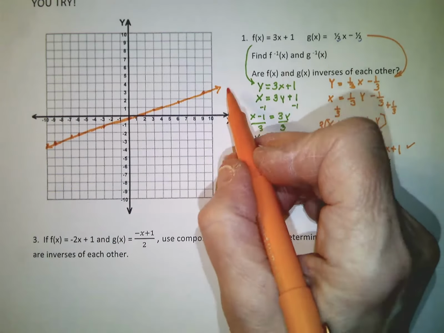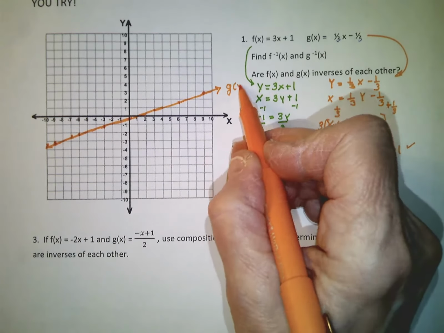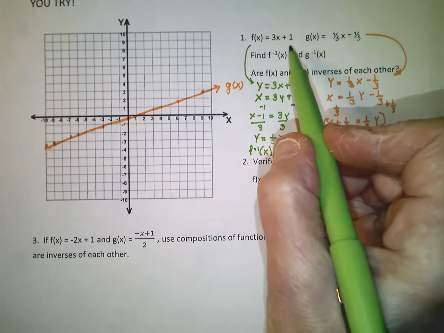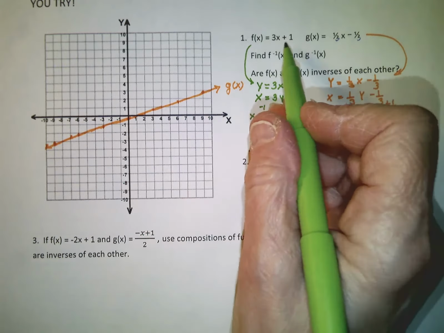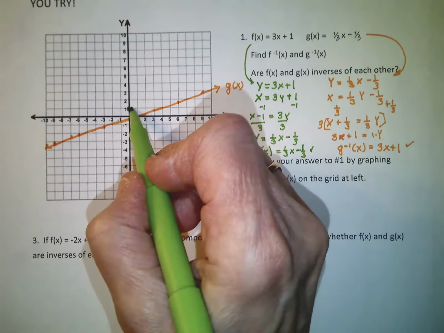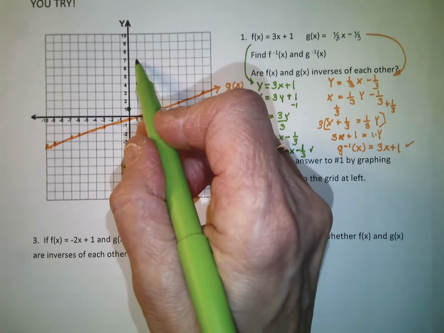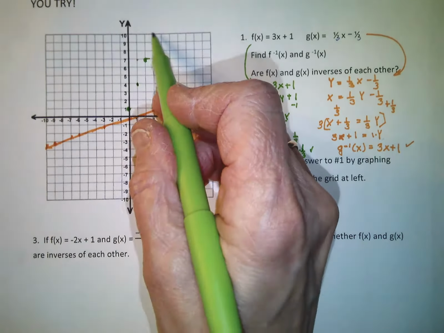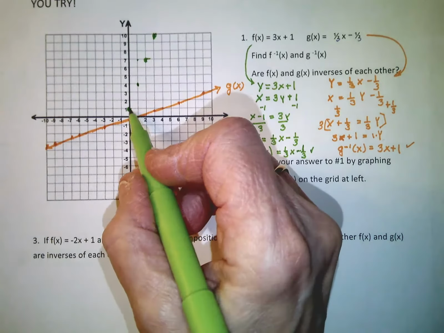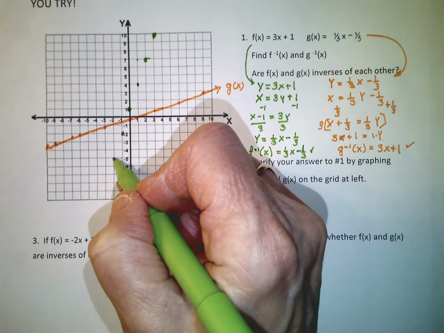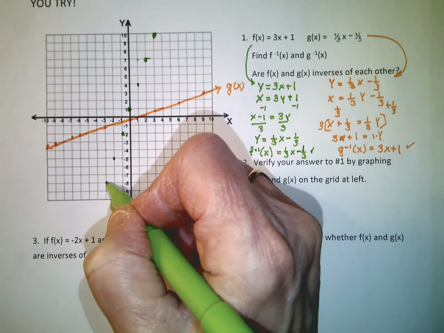And this orange one was supposed to be the graph of our original g of x. Likewise, we're going to graph f of x, which is even simpler. Y-intercept is positive 1. The slope is 3, so we'll rise 3 across 1. Rise 3 more across 1. Rise 3 more and across 1. Or we can go down 3 and left 1. Down 3 more, left 1, down 3 more, left 1.